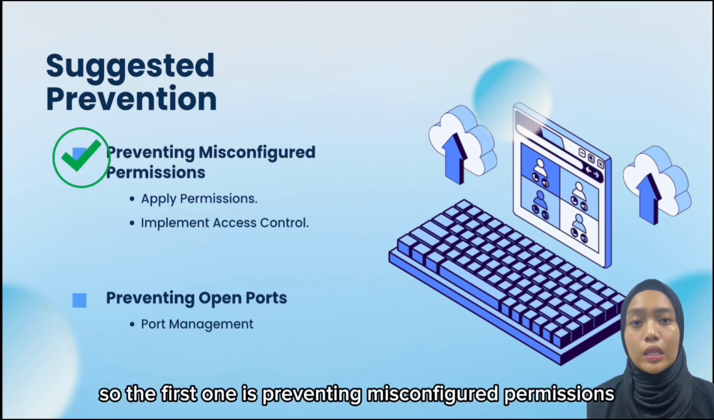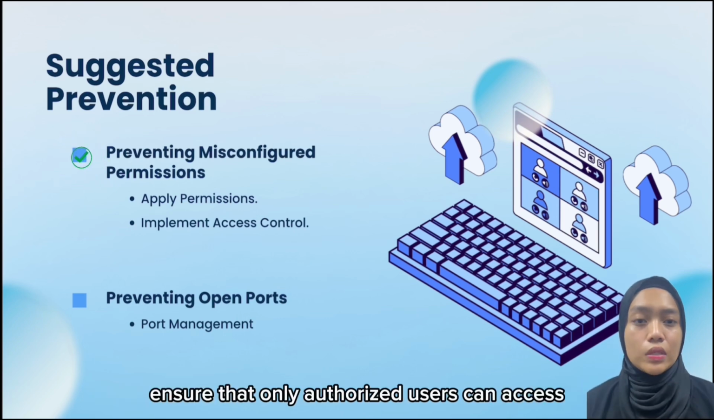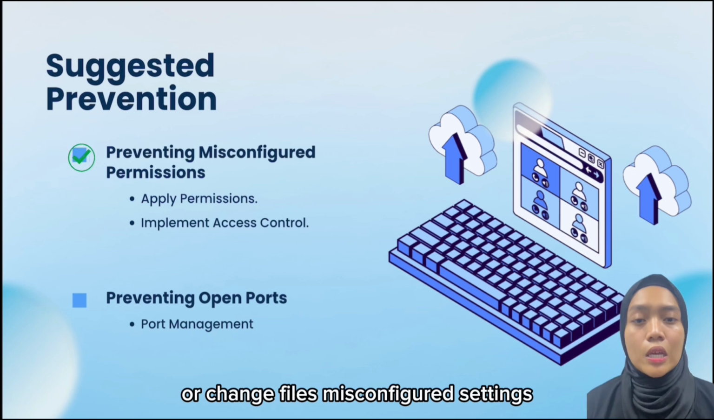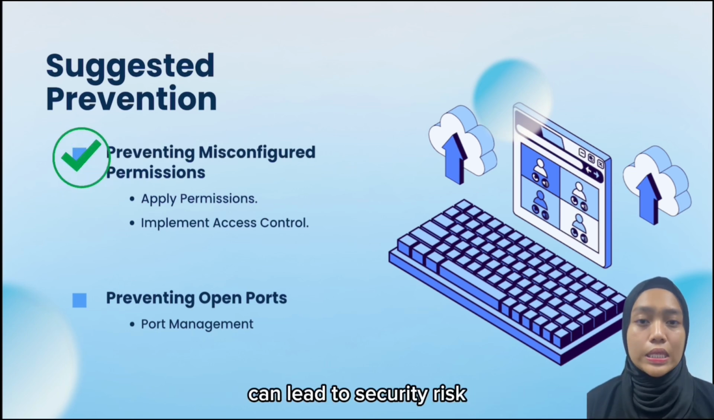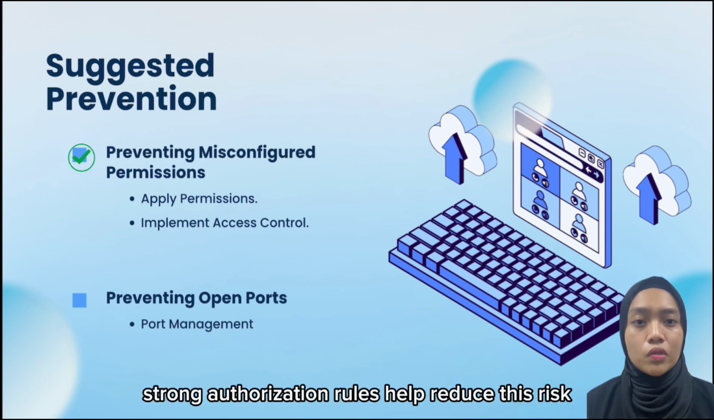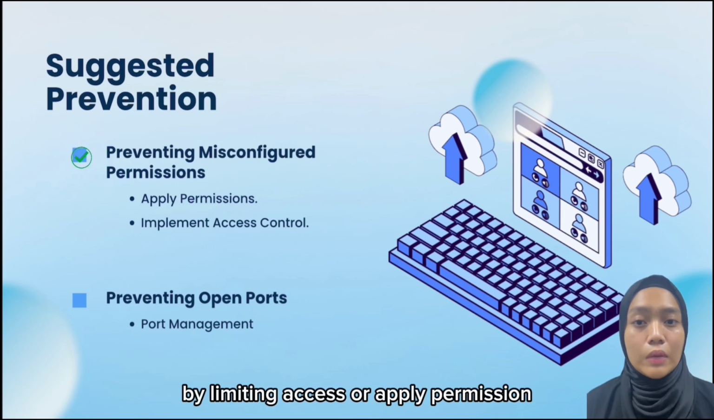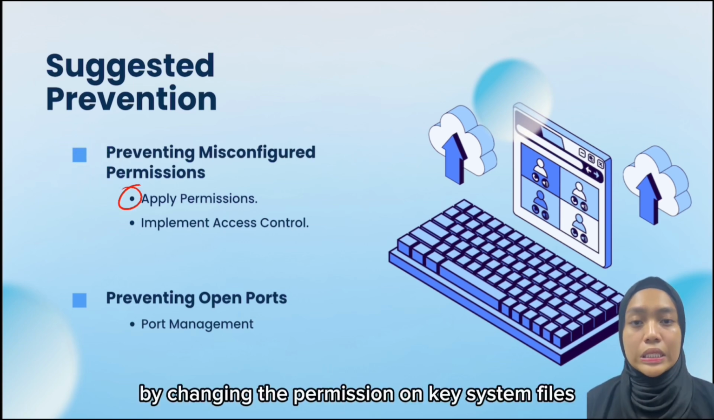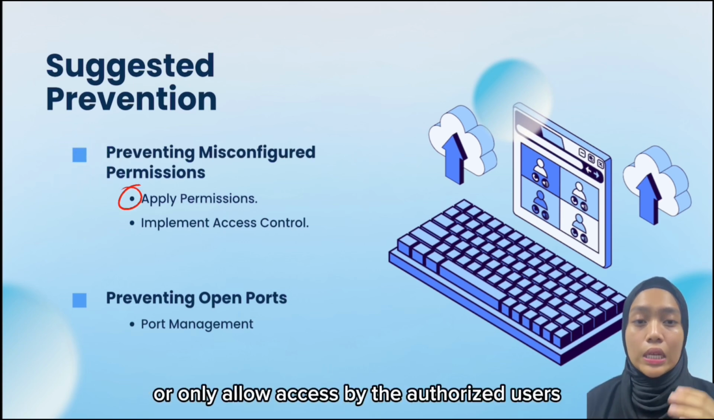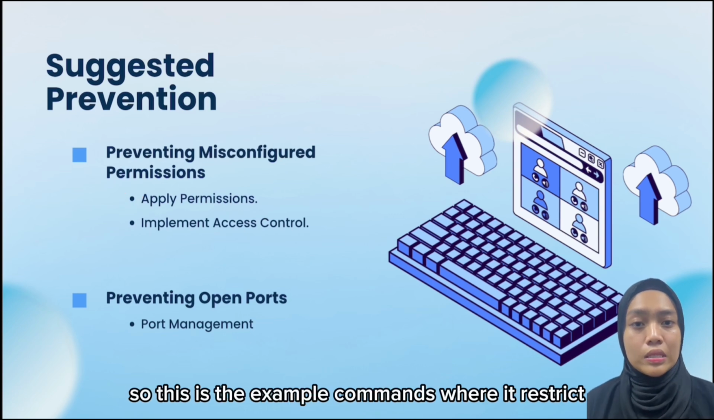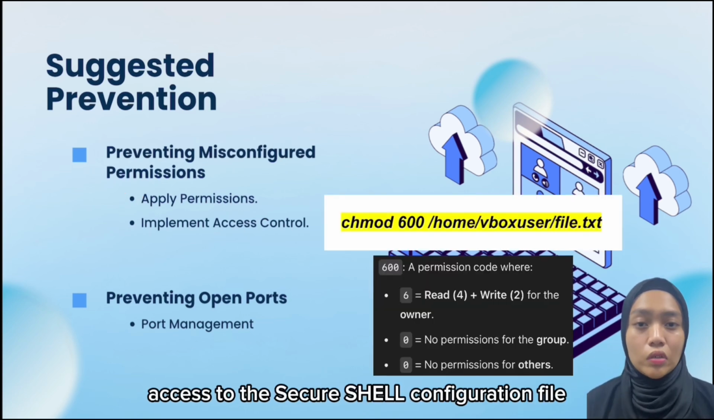So the first one is preventing misconfigured permissions. Linux permissions ensure that only authorized users can access or change files. Misconfigured settings like overly permissive ones can lead to security risk. Strong authorization rules help reduce this risk by limiting access. To apply permission, change the permission on key system files to only allow access by the authorized users. So this is the example command, where it restricts access to the secure shell configuration file.